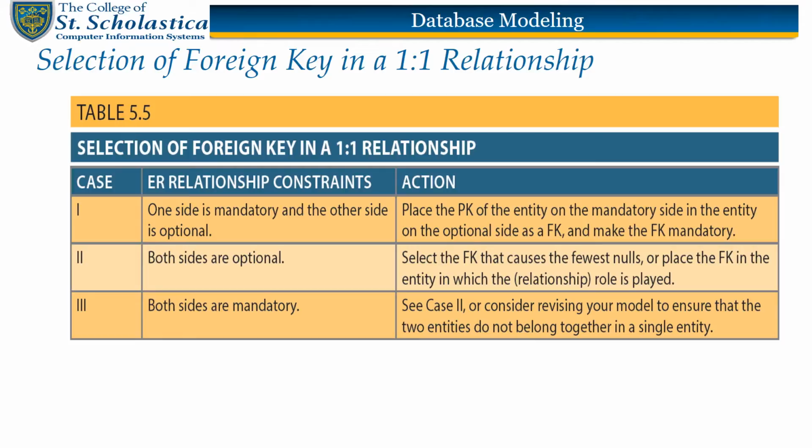In the second case, if both sides are optional, then select the FK that causes the fewest nulls, or place the FK in the entity in which the relationship role is played. The third case, where both sides are mandatory, requires that we consider revising our model to ensure that the two entities do not belong together in a single entity.